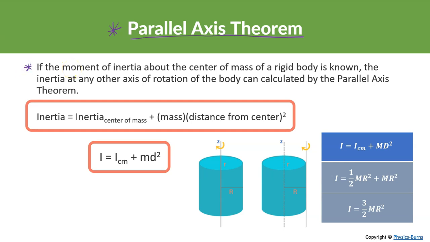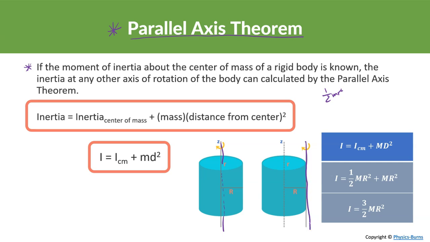So if the moment of inertia about the center of mass of a rigid body is known, the inertia at any other axis of rotation of the body can be calculated by the parallel axis theorem. For example, we have the cylinder, and let's say the axis is going through the middle. We know the inertia about the center of mass of the cylinder, I believe it's 1/2 mr squared. Now, the axis of rotation isn't going to be directly in the middle, but we're going to put it all the way to the side.